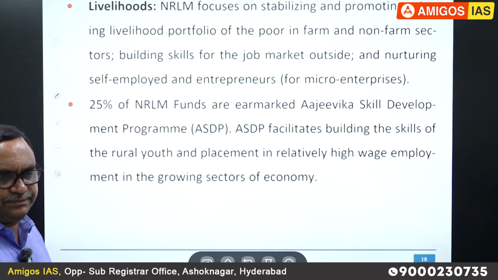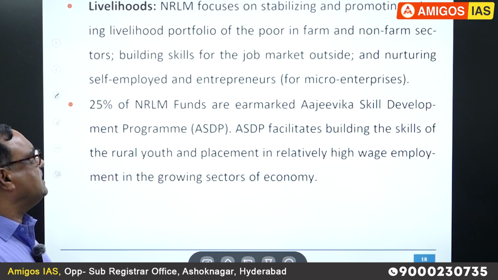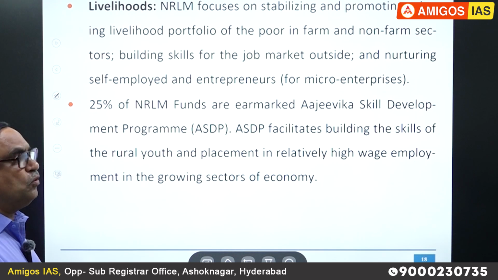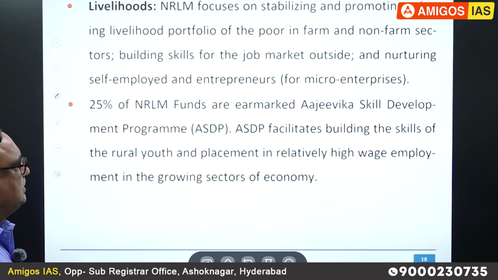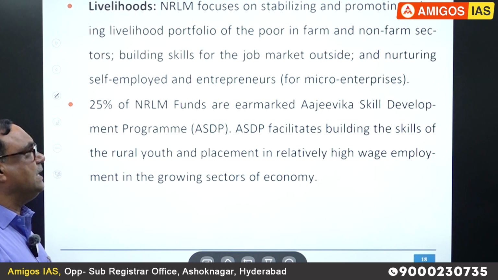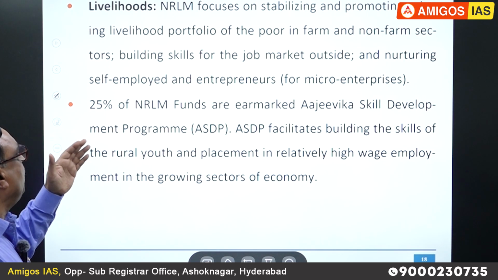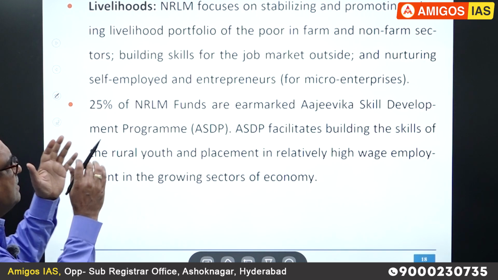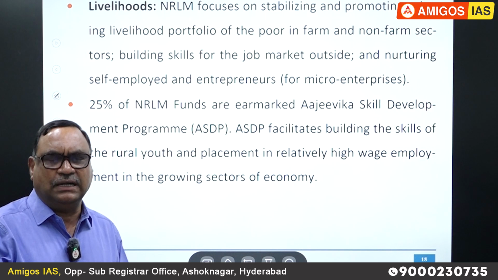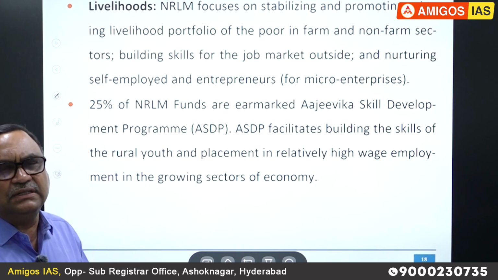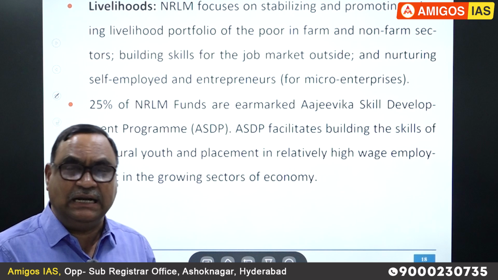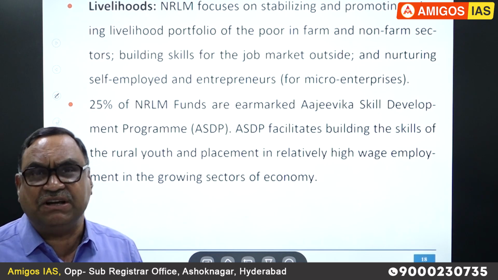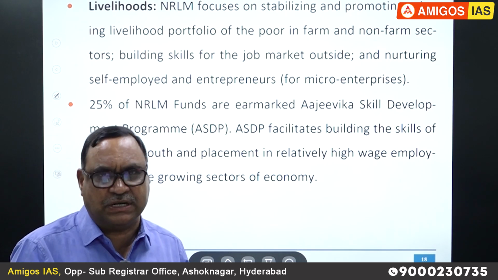Then livelihoods. NRLM focuses on stabilizing and promoting existing livelihood portfolio of the poor in farm and non-farm sectors, building skills for the job market outside, and nurturing self-employed and entrepreneurs for micro enterprises. So these are the various types of livelihoods that are created for the benefit of the members of the self-help groups and the members of the SHG federations and community institutions.